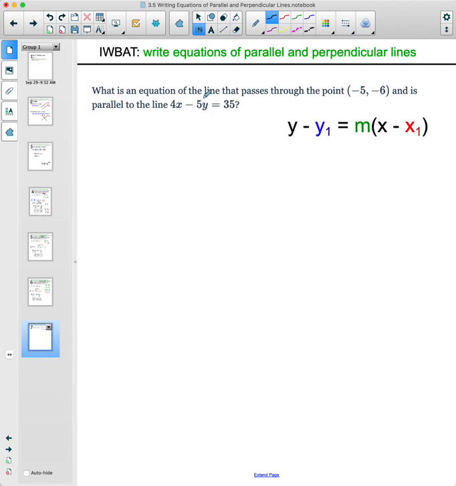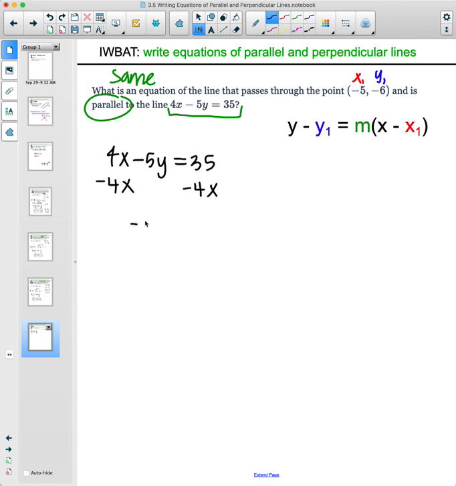Last example, so what's an equation of a line that passes through this point? Okay, so here's our x1 and our y1, and is parallel to this line. So we need to get the slope from here. So parallel means same slope. This isn't solved for y yet, so we're going to have to solve this one for y to get the slope. Okay, we want it in slope-intercept form. So we'll need to subtract 4x from both sides. Don't lose this negative. So it's negative 5y equals negative 4x and a positive 35.